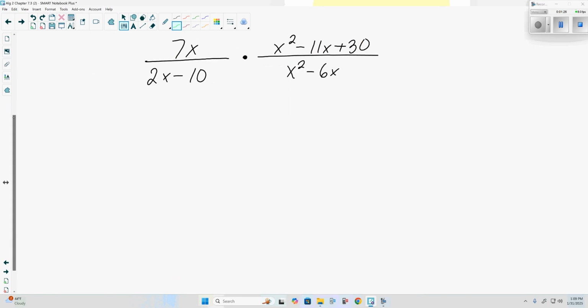Questions on what we've done so far? No, it's the exact same as yesterday. Yeah, because now we just multiply the two together. Now before we multiply, we do need to factor.